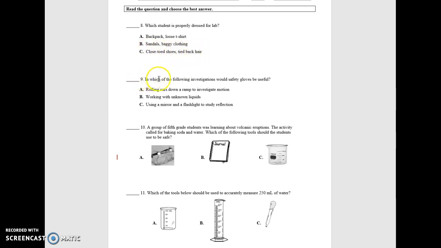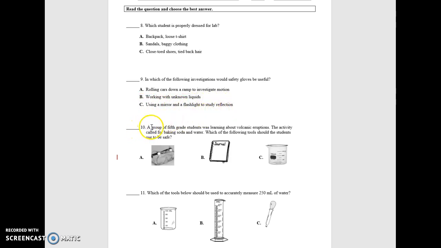Number 9. In which of the following investigations would safety gloves be useful? A. Rolling cars down a ramp to investigate motion. B. Working with unknown liquids. C. Using a mirror and a flashlight to study reflection.